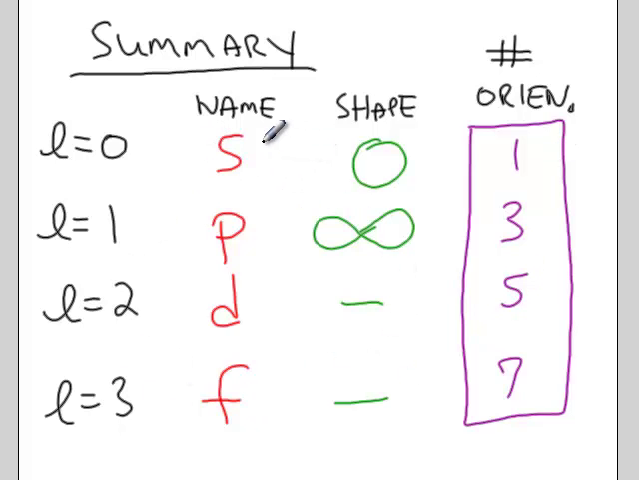So what I want you to remember is everything on this table. L is 0 would be an s orbital, and there's only going to be 1 orientation, and so on. So this is going to be very important, and we're going to come back to this quite a bit as we use the quantum numbers.